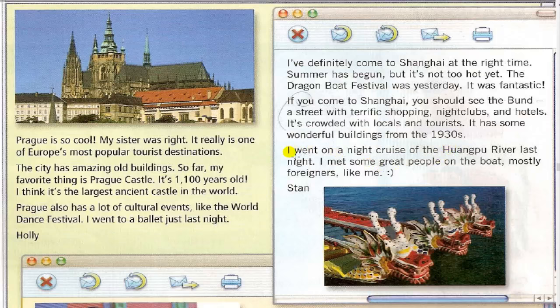Paragraph 3. I went to the night cruise of the Huangpu River last night. I met some great people on the boat, mostly foreigners like me. Foreigners, G silent. Stan went on a night cruise. Cruise, you have fun in the river. A cruise in the river.